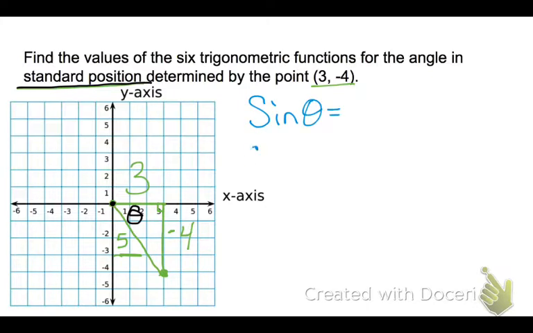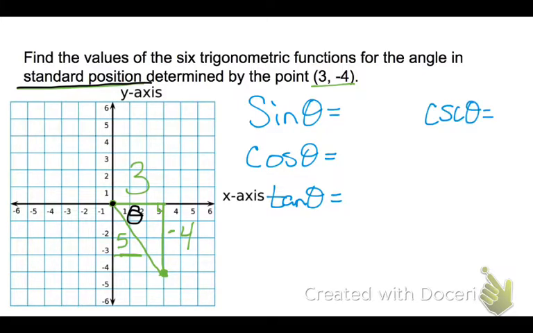Sine theta, cosine theta, tangent theta. Those are the 3 that we know, and then we must identify the 3 that we just learned today. Cosecant theta is the reciprocal of sine. Secant theta is the reciprocal of cosine. And cotangent theta is the reciprocal of tangent.